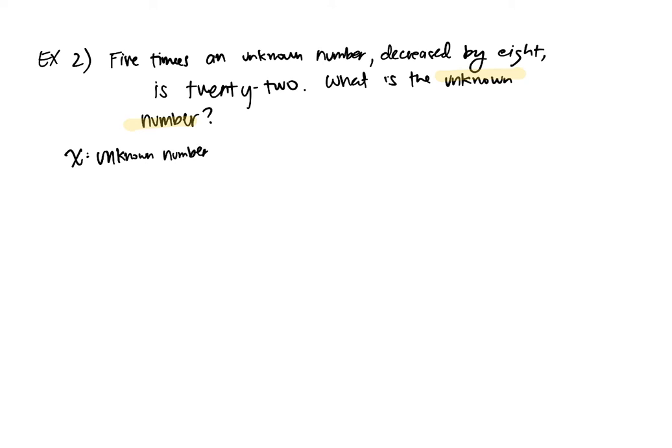You'll also see "let x be the unknown number," but you can just do this: x colon unknown number. From here, I'll just write an algebraic expression using the one that's given in the first sentence. 5 times an unknown number, I know that's going to be 5 times x, our variable that we used, decreased by 8, so it's minus 8, is 22. Whenever you see the word "is," that means equal sign. 22.